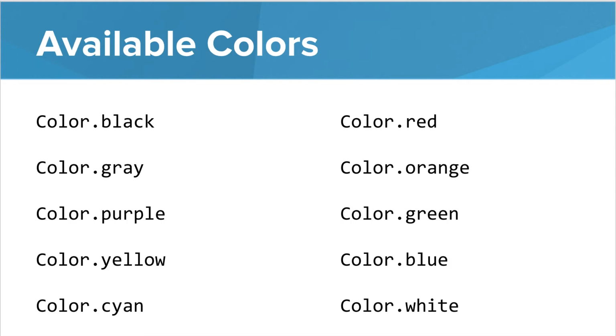Okay, we talked a little bit about colors, but I wanted to go through all the different colors that we do have available in the editor. Notice that each color starts with the color keyword, followed by a period, and then the color name in lowercase letters. These are the colors available in our Python graphics library. So now that we've seen this, let's go look at some examples in the editor.